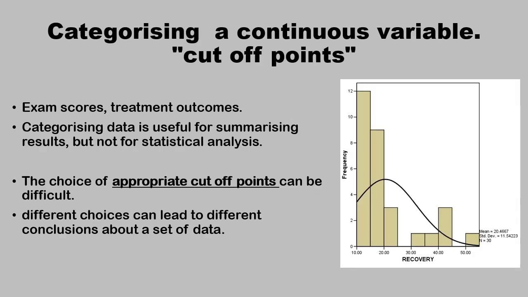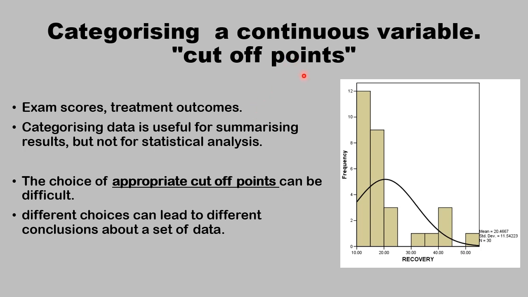It can be useful to change a continuous set of data into a categorical or a discrete type of data by using certain thresholds or cut-off points. So you can use this to change a continuous variable into a discrete variable. We do this, for example, with exam marks. We can set up a threshold or a certain cut-off point at, say, 50% or 60%.